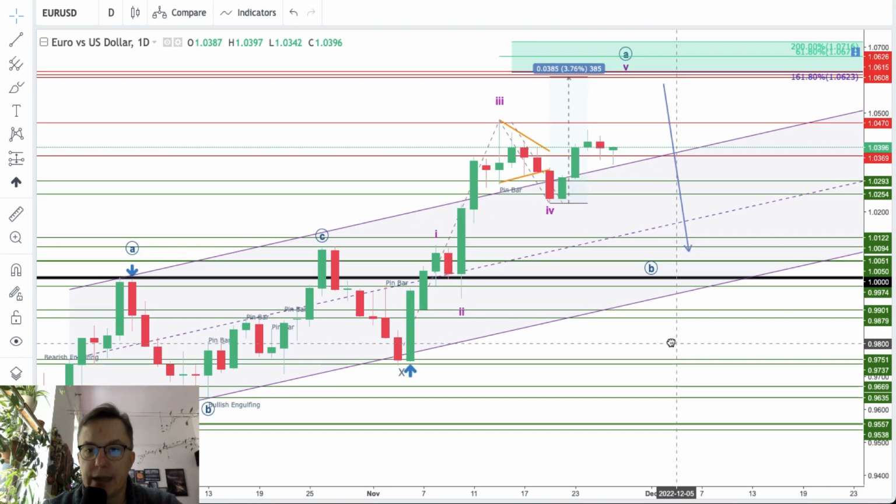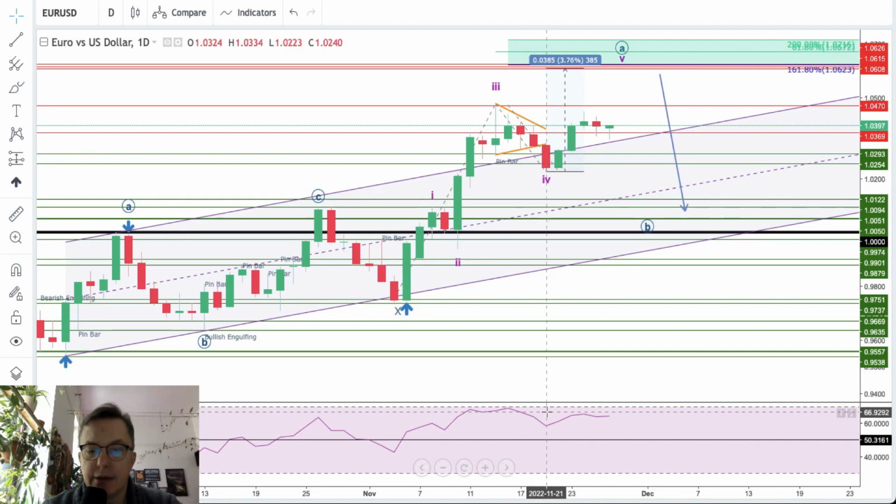If we use the Elliott wave analysis, nevertheless, let me just put my RSI on the screen. There you go. RSI positive, momentum positive, bulls are in control of the market. We should see more upside on the euro dollar.